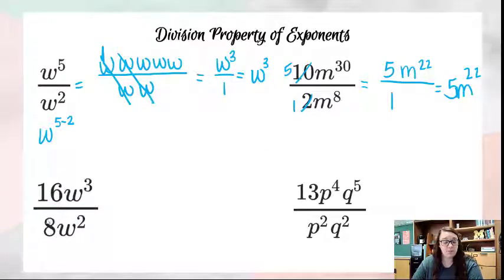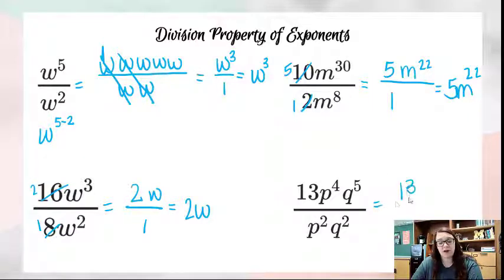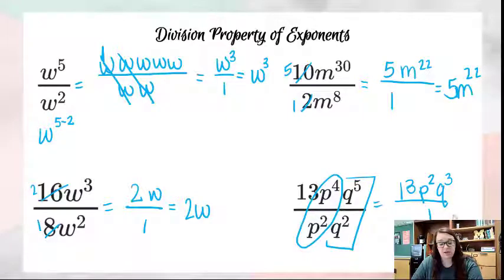My next one, I noticed the numbers, 8 goes into each of these. 8 goes into 16 twice, and 8 once. And if I look at 3 minus 2, it's 1, so there's 1 extra w on top. So 2w with just a 1 on bottom, and then I'll rewrite without the 1 on bottom. Our next one, there's no numbers to cancel, so the 13 will stay up top. The p's, let's see, I had 2 extras on top, so 4 minus 2 is 2, so p squared on top. And the q's, I have 5 minus 2 is 3, so there's 3 extra on top. There's again nothing on bottom, so 13p squared q cubed.